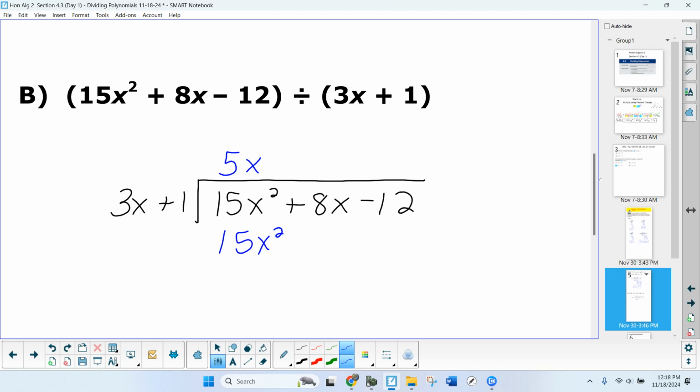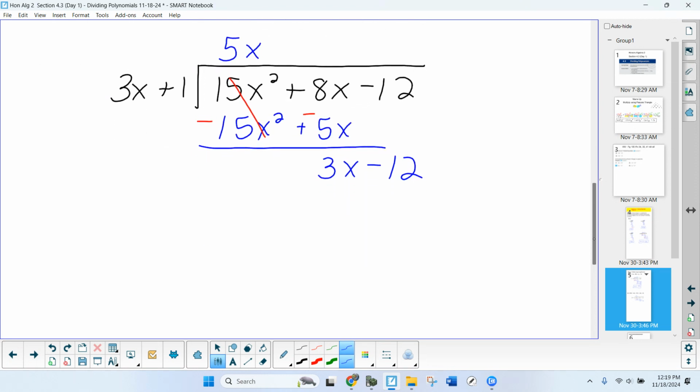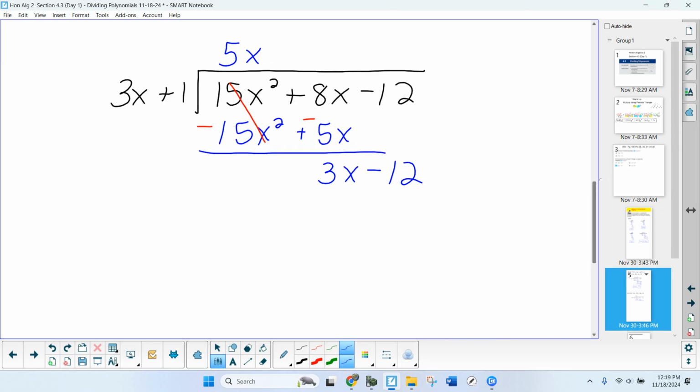And then after 1. Well, what's 5x times 1? 5x. And now you're going to come in and do what? Subtract. What happens to these guys? Cancel out. What's 8x minus 5x? 8x. Okay. Now, what are we going to do next, Jack? What would you have to multiply 3x by to get to 3x? 1. Okay, so we're just going to put plus 1.